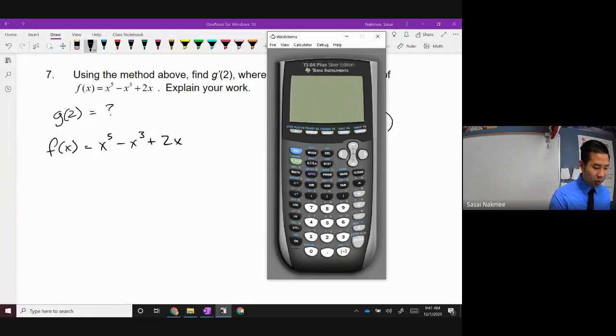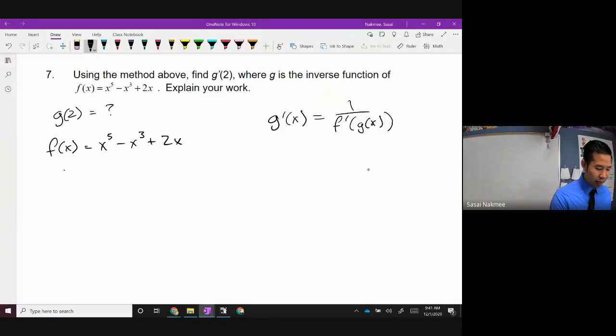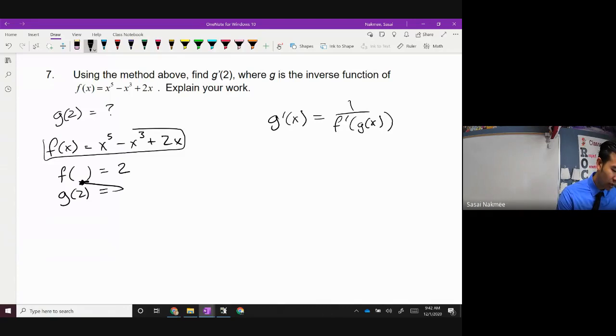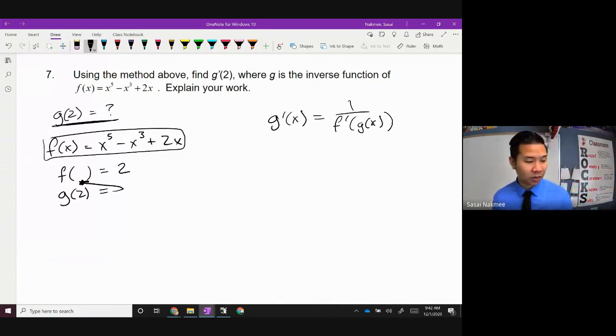So this is what's basically being said here. F of what value is going to give me 2? That way, g of 2 is going to give me that said value, right? So I need to figure out, when does this thing equal 2? When does this f of x function equal 2? That's what this is stating. That's what this inverse function is stating.